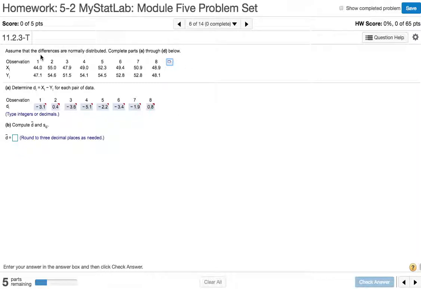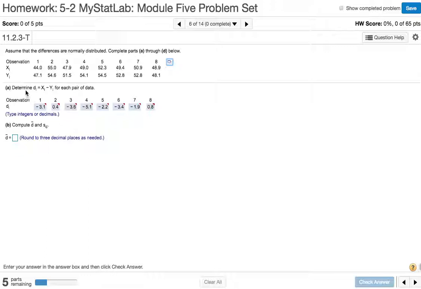Sorry about that. The numbers change all the time, but for now it's problem number 6, 11.2.3-T. And we are given some information that the differences are normally distributed and to compute parts A through D. And here we have observations for X1 and Y1. And you'll notice this is the first one, second, third, and so forth.